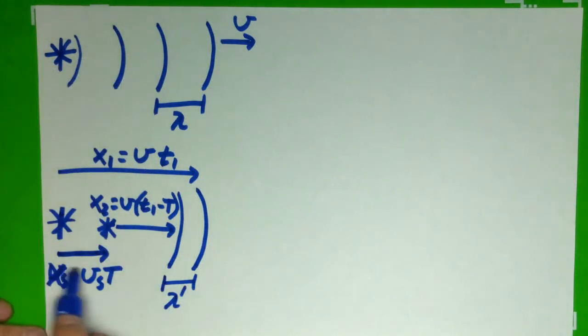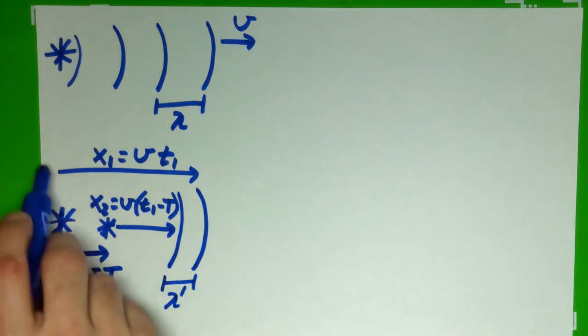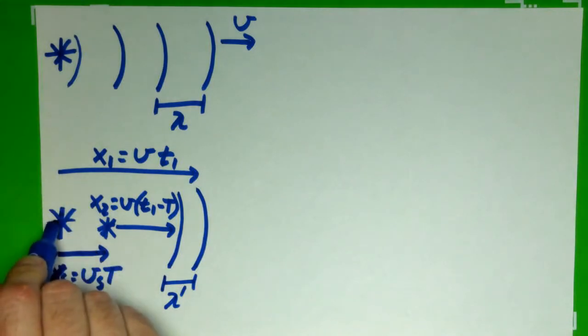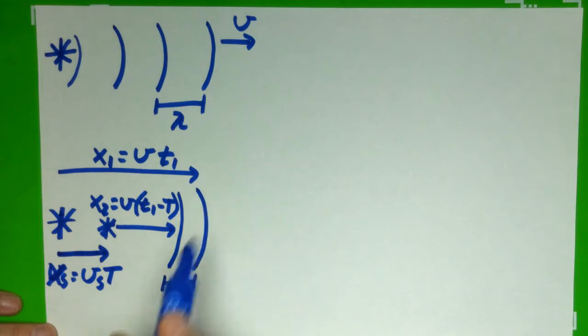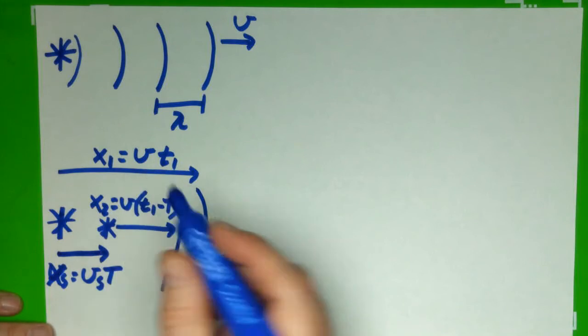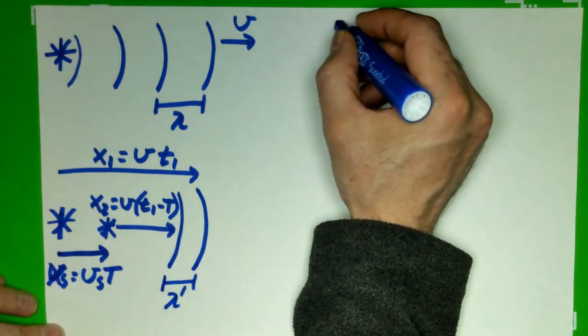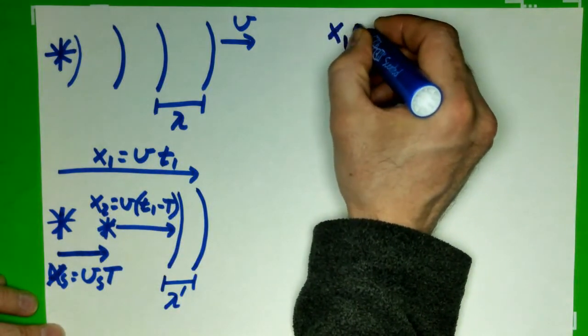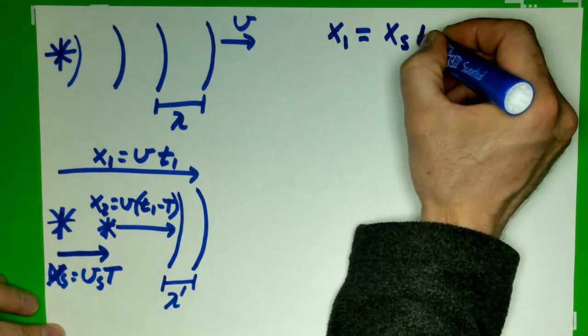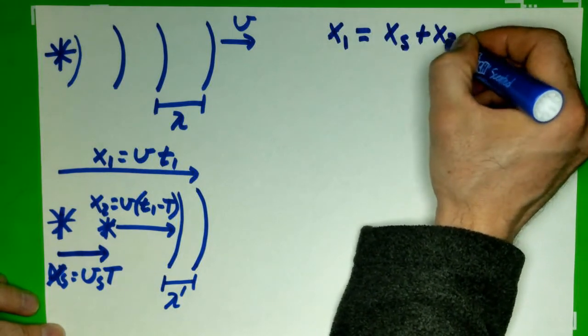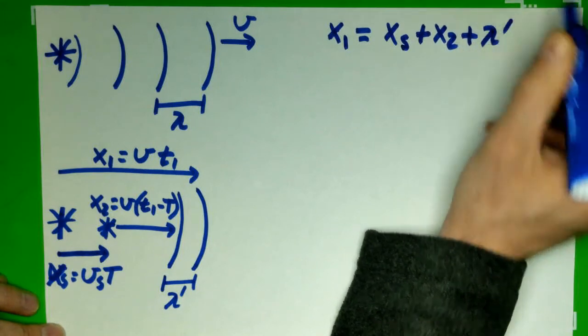Well, we can see that all these distances should add up. This is the total distance from the original position of the source to the first wavefront, okay? And then these 3 distances add up to equal that one. So we can write that x1 is equal to xs plus x2 plus lambda prime.